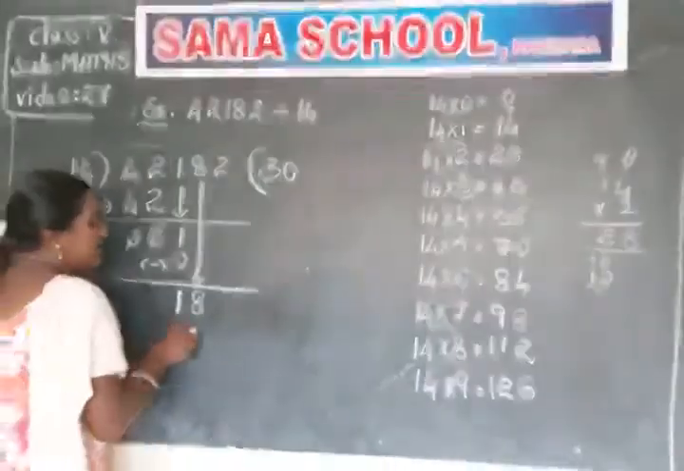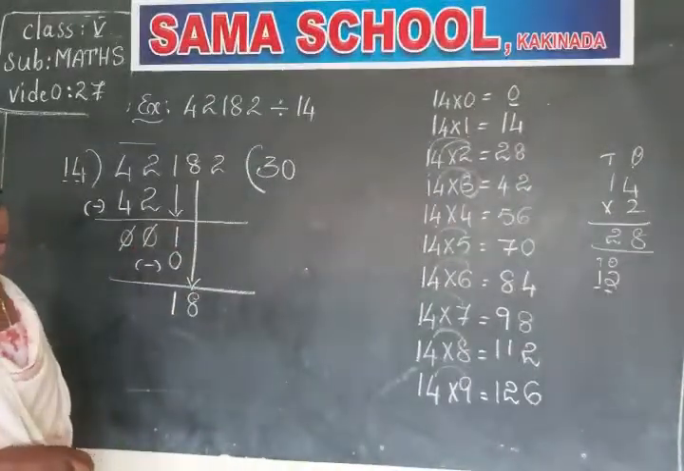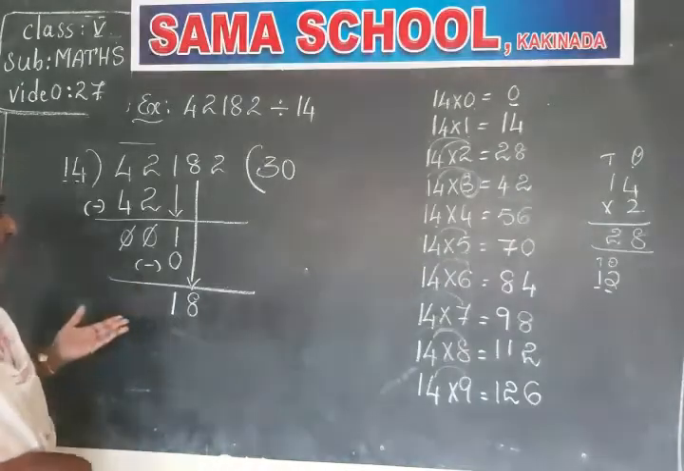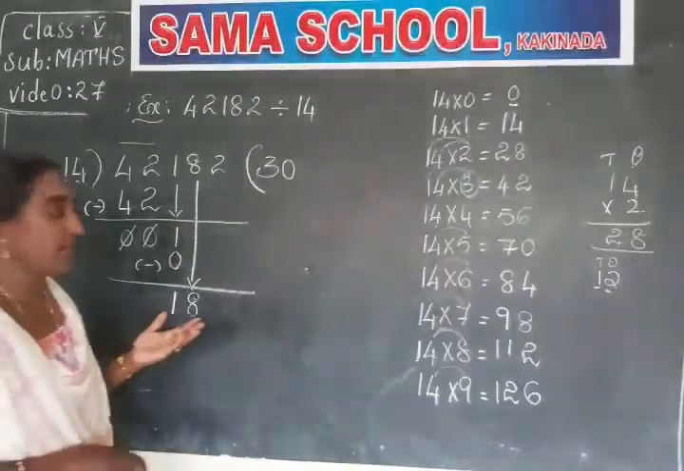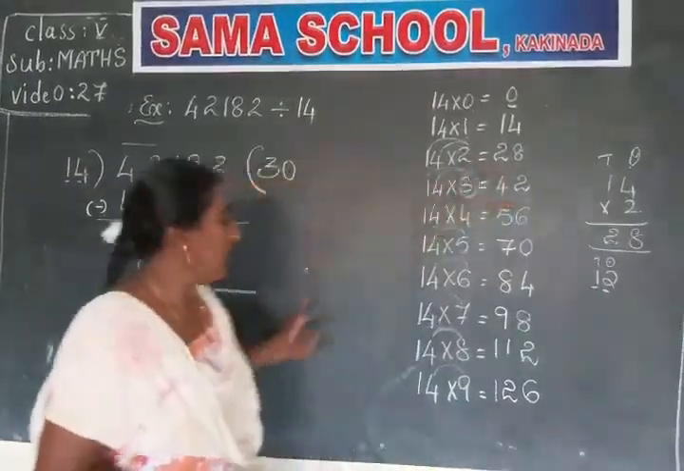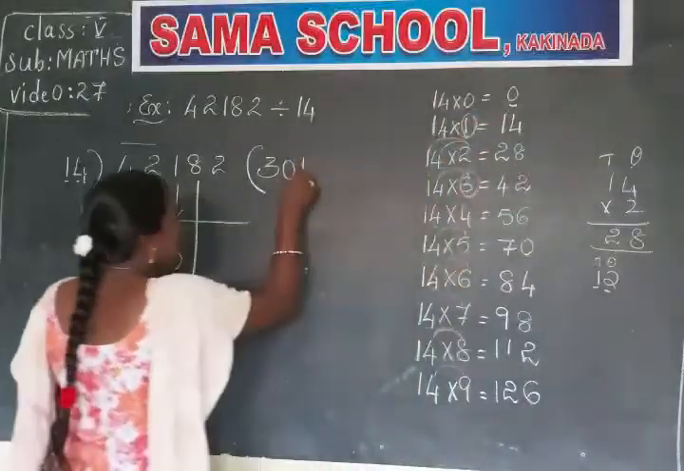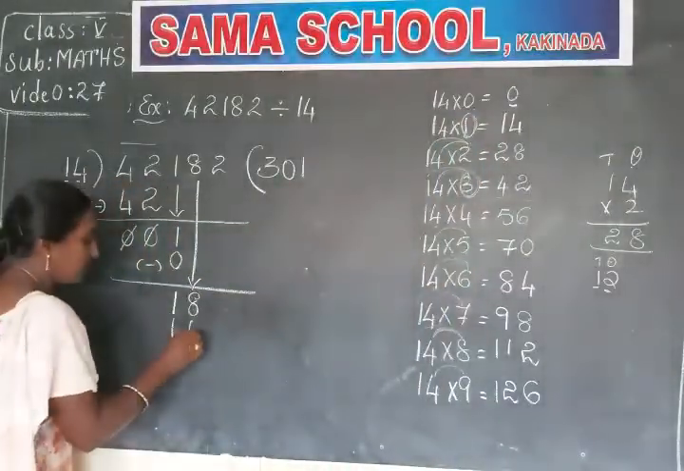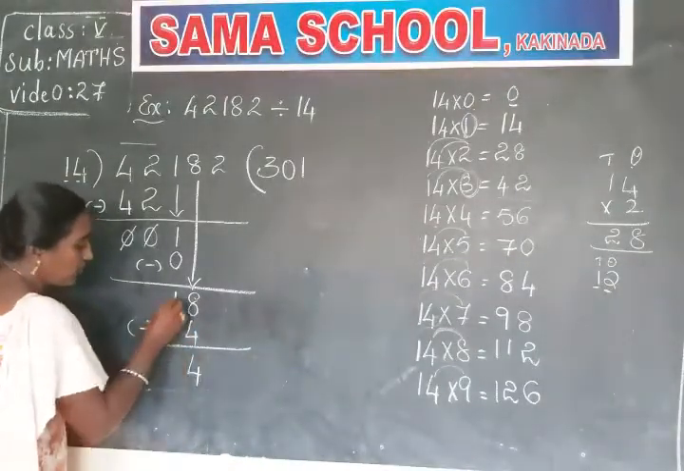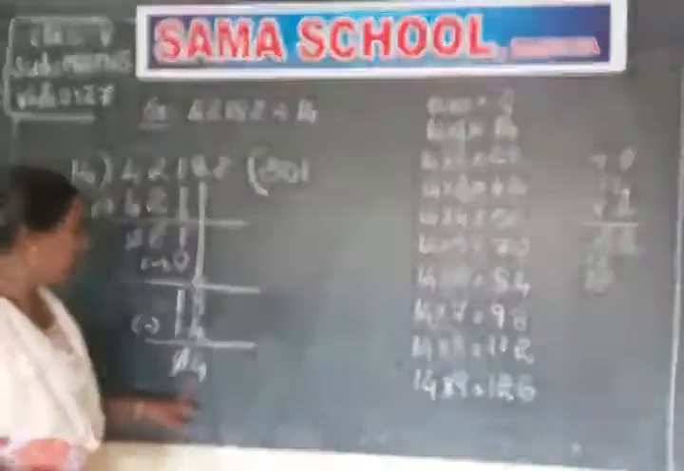Okay. And this 18, see whether exactly 18 is there in the table or not, or the nearest and smallest number we have to select. What is the nearest and smallest number for 18 in the table? 14 ones are 14, 14 twos are 28 is bigger than 18. So we have to take 14 ones are. 1 take in the quotient space and take 14 here and do the subtraction. 8 minus 4, 4. 1 minus 1, 0. The 0 is an invalid 0, so only 4 is there.